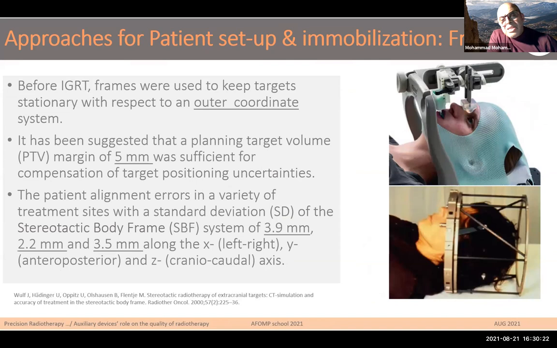Before IGRT, the main issue was that the frame was just giving us some outer coordinate that we could say was associated with the internal area that we need, the GTV or PTV. But after IGRT, they found that maybe this is not correct, as it was just giving the coordinates and translating them to the machine. The supposed margin for PTV at that time was around 5 millimeter. After using the stereotactic body frame, from different companies and vendors, they improved the margin reduction, as you see here, to 3.9, 2.2, and 3.5 millimeter in different directions, based on the published paper.